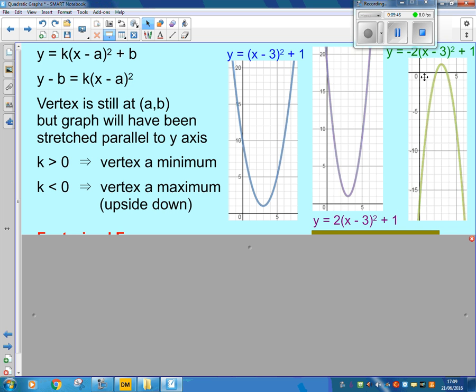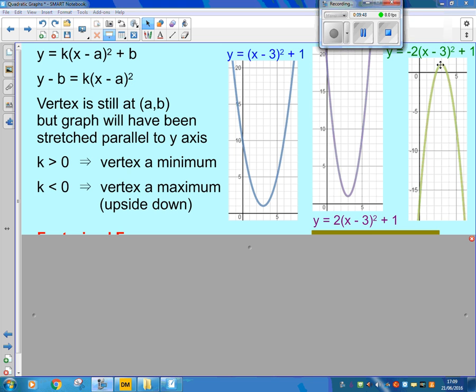Now let's look at this one. This is y equals minus 2 times x minus 3 all squared plus 1. Notice the k value is negative, so it's upside down. My vertex is still at the point 3, 1, exactly the same place, because if I put in x equals 3, I get 0 there, the square of 0, times minus 2, is still 0, add on 1. So the vertex is in the same place, but it's upside down.